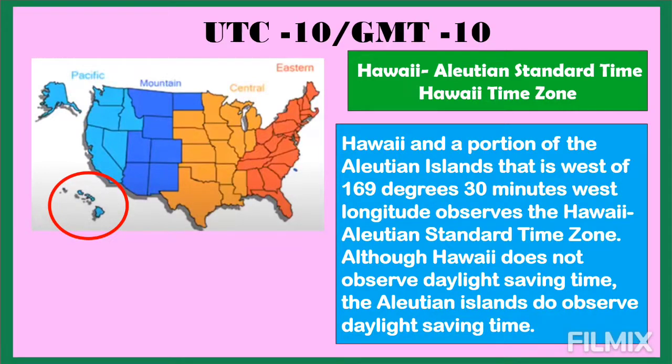If we compare to the Philippine time zone, which is GMT plus 8, it means that the Philippines is 18 hours ahead during Hawaii-Aleutian Standard Time and 17 hours ahead during Hawaii-Aleutian Daylight Saving Time. But Hawaii does not observe daylight saving time, so it means that the Philippines is 18 hours ahead of Hawaii all year round.